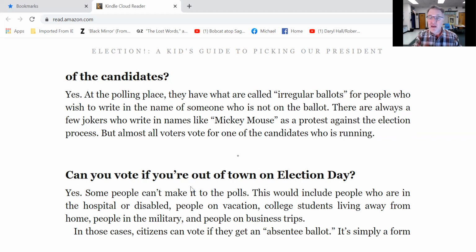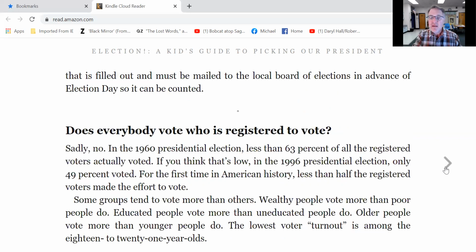Can you vote if you're out of town on election day? Yes, some people can't make it to the polls. This would include people who are in the hospital or disabled, people on vacation, college students living away from home, people in the military, and people on business trips. In those cases, citizens can vote if they get an absentee ballot. It's simply a form that is filled out, must be mailed to the local board of election in advance of election day, so it can be counted.